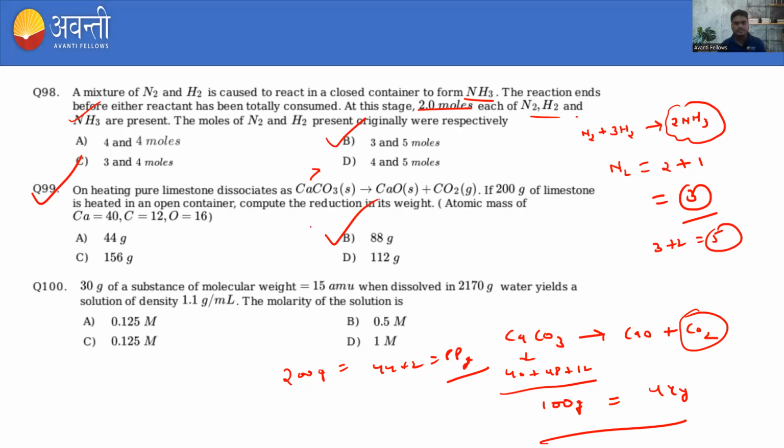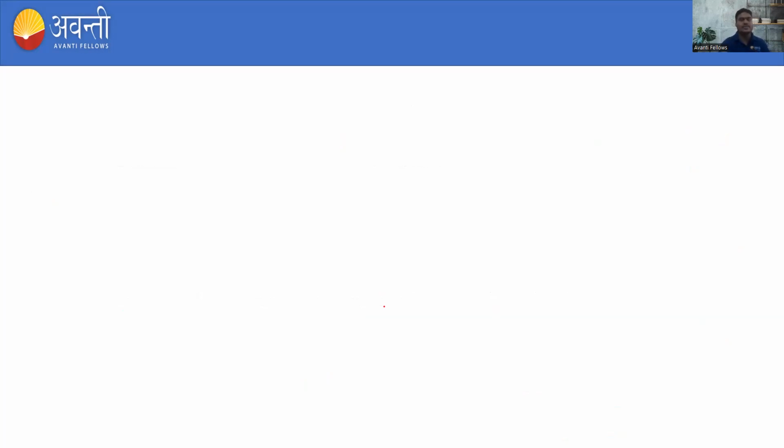That is B. Now the next question, which is the last question: 30 gram of a substance of molar weight 15, when dissolved in 2170 gram of water, gives a solution of the given density. You have to calculate the molarity. This is a very simple concentration term question. So for molarity, what do we need? We use the number of moles divided by the volume of the solution.